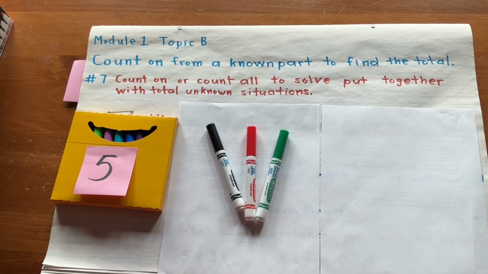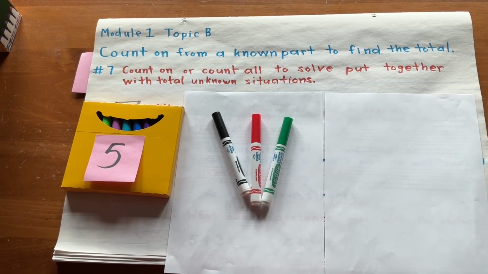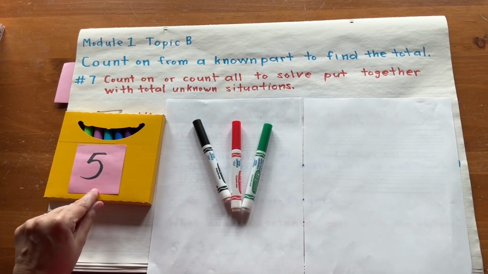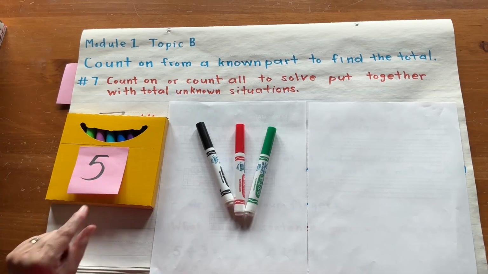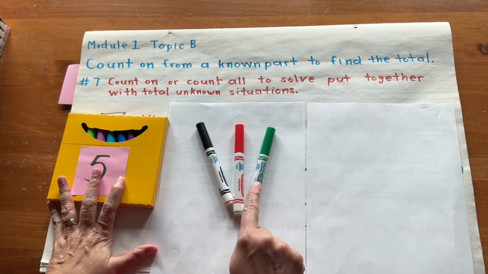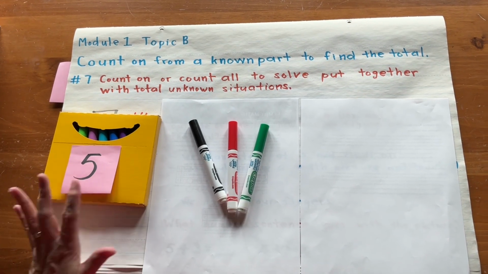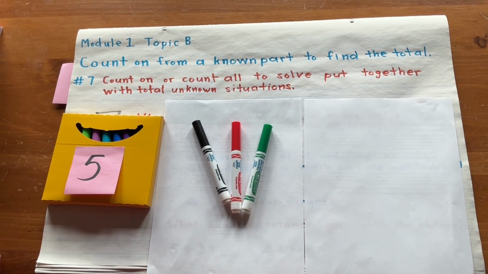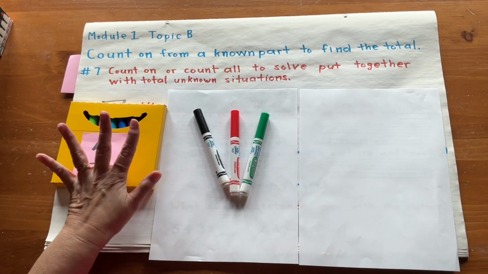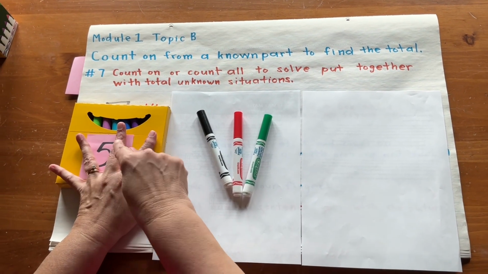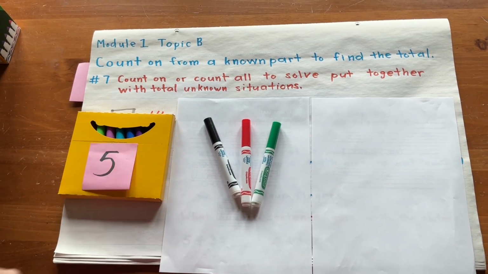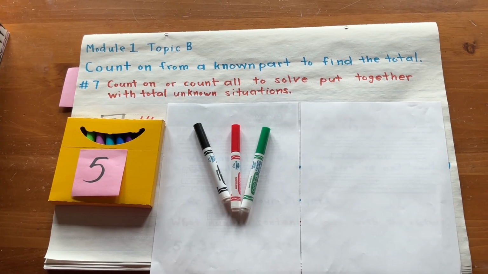How can we figure out the total? One way we can figure out the total is start at 5 and count up. So 5, 6, 7, 8. There are 8 total. Or 5, 1, 2, 3, 4, 5, 6, 7, 8. That's counting all.